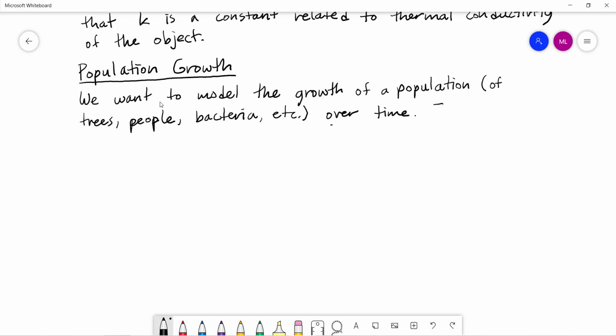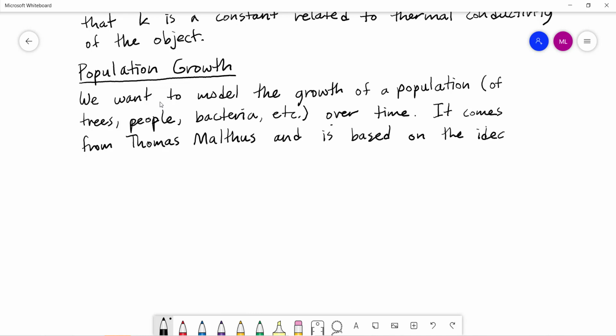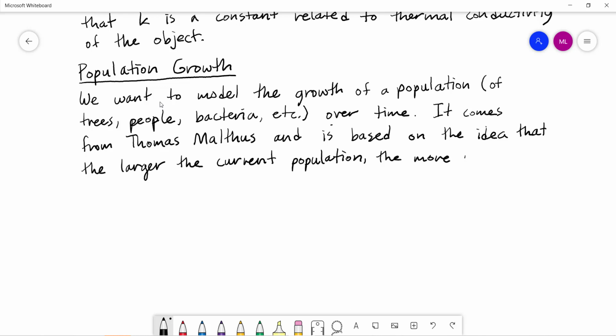So this comes from Thomas Malthus and is based on the idea that the larger the population, the larger the current population, the more reproducing pairs, or whatever, maybe individual cells, doesn't have to be pairs.